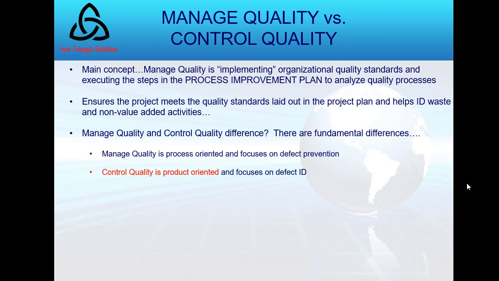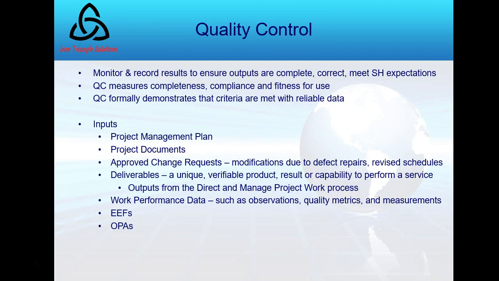All right, now we have managed quality versus quality control. So managed quality is about implementing, remember the execution process group, implementing the quality standards and executing the steps in the process improvement plan. Now, quality control is product oriented. It's about the engineering aspects or other key attributes of quality, and we're going to focus on defect repair.